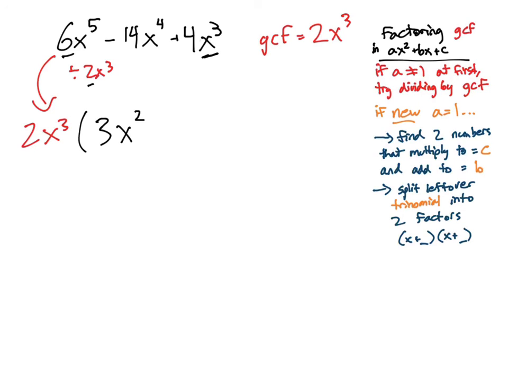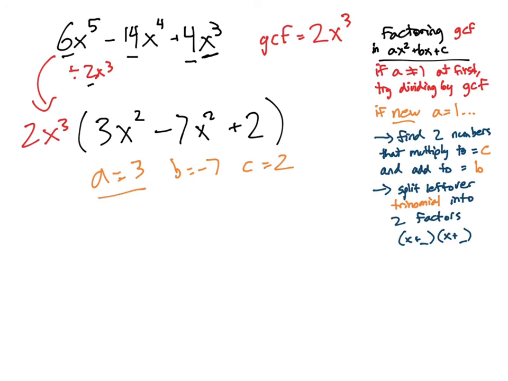If we divide negative 14 by positive 2, we get negative 7, and x to the fourth divided by x to the third is x squared. And if we divide 4 by 2, we get 2, and x to the third divided by x to the third is 1, so the variables cancel out there. But what we're left with still has a leading coefficient greater than 1. And there's no way we'll be able to divide by something to get this value a to equal 1, because negative 7 and 2 are not divisible by 3.